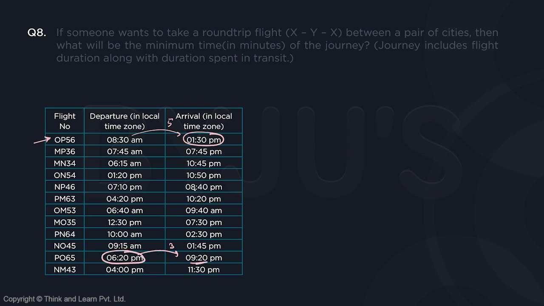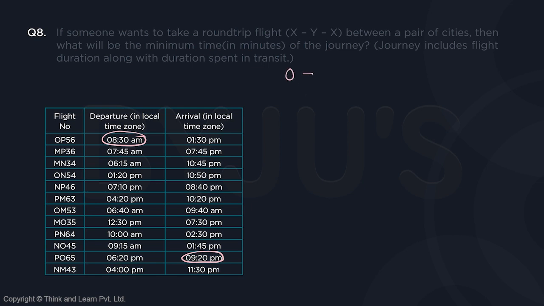So what you can do in these questions: a flight that starts from O to P starts at 8:30, reaches P at 1:30, starts from there at 6:20 and reaches back to O at 9:20. Now both these times become of O. 8:30 and 9:20 both are of O.